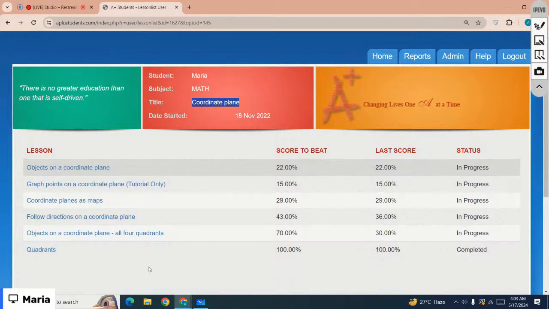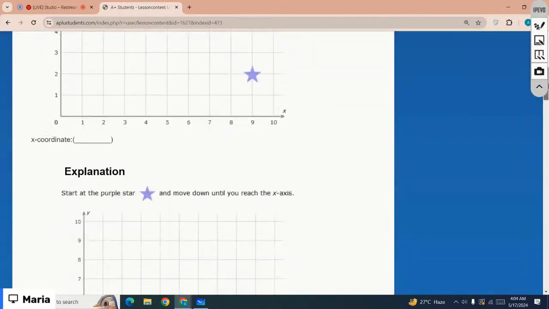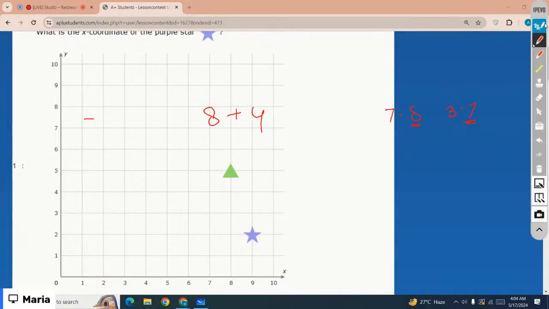Let's just start with the chapter coordinate plane. Let's start with the first lesson, that is objects on a coordinate plane. What is the x coordinate of the purple star? So you have to see where is the x coordinate. So here is the purple star, right? The horizontal axis is the x-axis and the vertical axis is the y-axis, right? So you have to find the x coordinate for the star. So just match it to the x-axis. So the x coordinate of the star is 9, right? The correct option is 9.